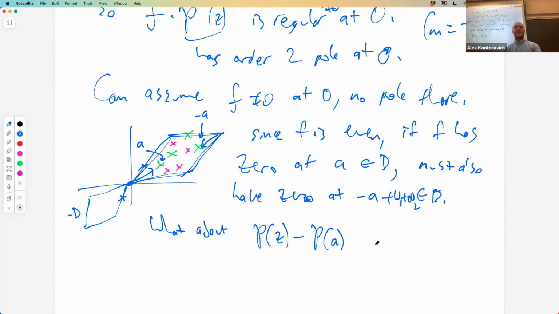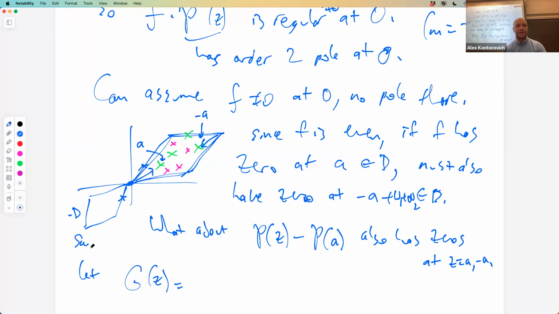Does this have a 0 at z equals a? Does it have a 0 at z equals negative a? So this also has zeros at z equals a and negative a. Okay, so let's call this g of z. Let's say f has zeros, and by the way, the same is true for poles, zeros at plus or minus a1, plus or minus a2, possibly with multiplicity.